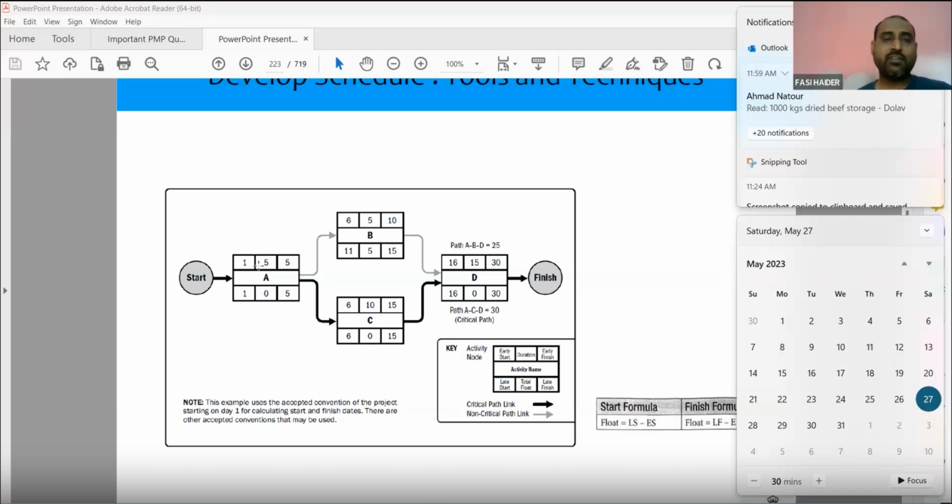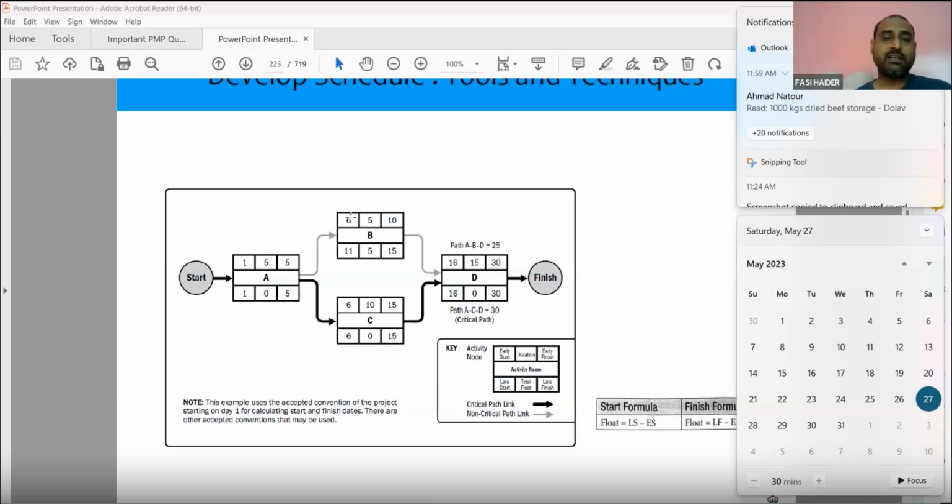So 1 plus 5, 6 minus 1, 5. So it will finish on 5th. Now activity B. If it is finishing on the 5th in the early start, the next day you can start the work earliest. So 6th. So 5 plus 1, it becomes 6th. And here 5 days are written. 6 plus 5, 11, minus 1, 10.